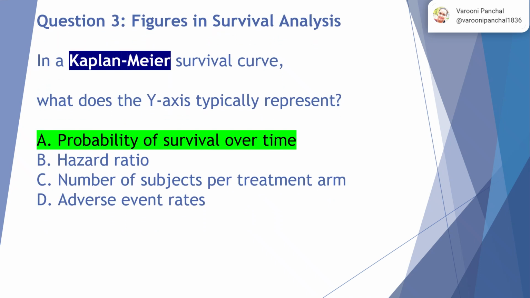Question 3, figures in survival analysis. In a Kaplan-Meier survival curve, what does the y-axis typically represent? Option B, hazard ratio, no. Option C, number of subjects per treatment arm, no. Option D, adverse event rates. Now adverse event rates have nothing to do with the Kaplan-Meier survival curve, right? So option A is probability of survival over time. That's the right answer, because on the y-axis we have probability of survival and on the x-axis we have time.